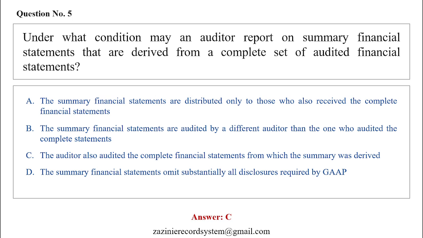Explanation. Letter C is correct because the auditor reporting on the summary needs to be the same one who actually audited the full set of statements the summary was drawn from. Without having done that underlying audit, there's no basis for the auditor to vouch for how faithfully the summary reflects the complete statements. Question number 6.